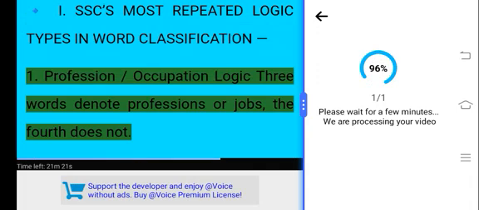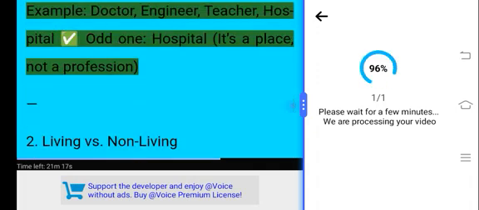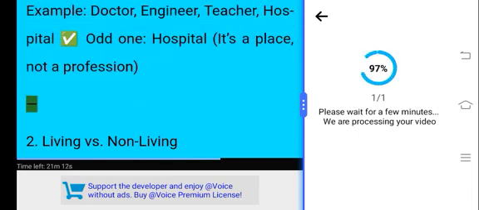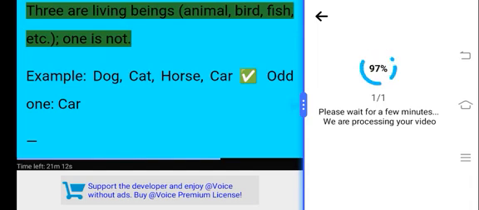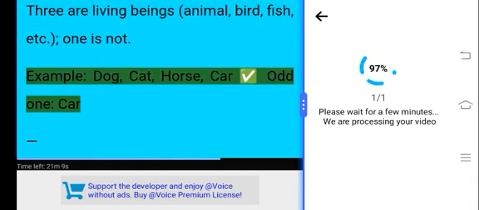SSC's most repeated logic types in word classification. 1. Profession, occupation logic: 3 words denote professions or jobs, the 4th does not. Example: doctor, engineer, teacher, hospital → odd one, hospital is a place, not a profession. 2. Living versus non-living: 3 are living beings, animal, bird, fish, etc., 1 is not. Example: dog, cat, horse, car → odd one, car.